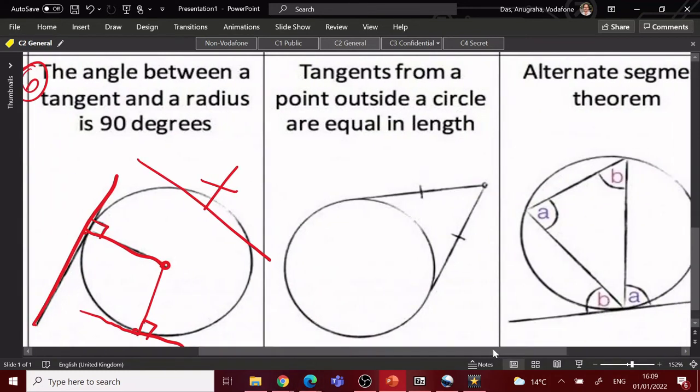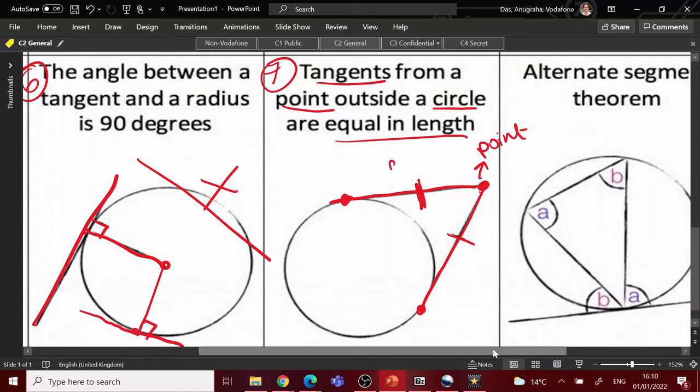And rule number 7 is tangents from a point outside the circle are equal in length. So if you have two tangents to the circle that originate from a point outside the circle, then these two lengths are the same. These two are tangents of the circle and they both originate from the same point, hence the distance is the same. So they have the same length. For example, if this is 8 centimeters, this is also 8 centimeters.